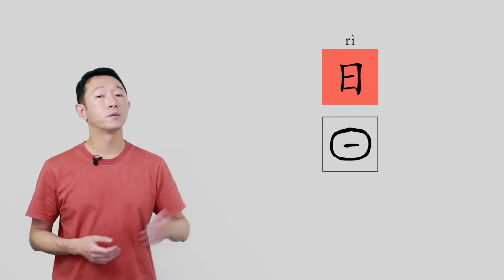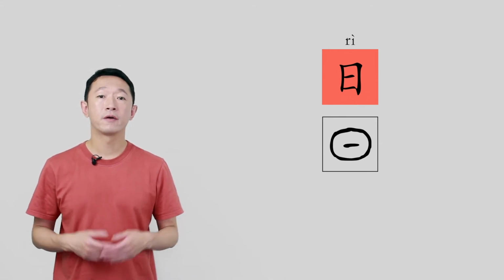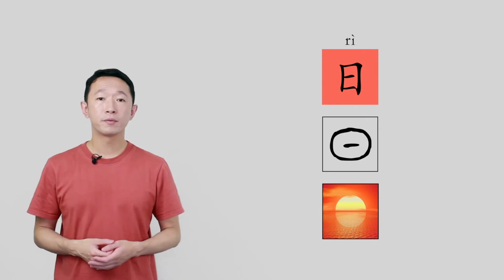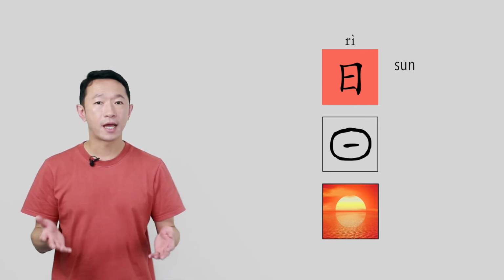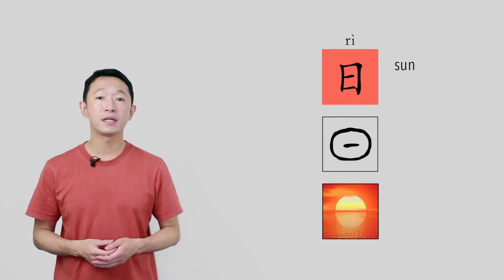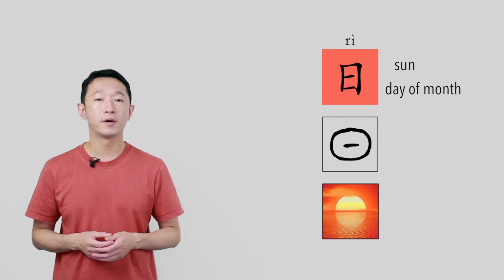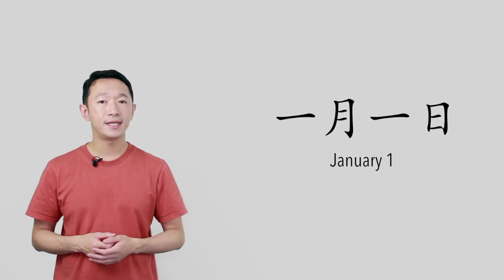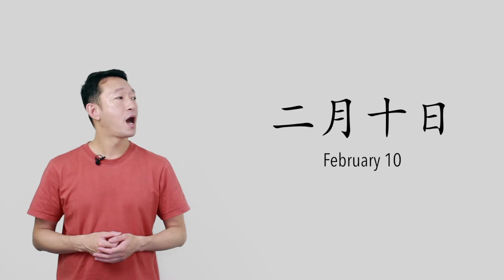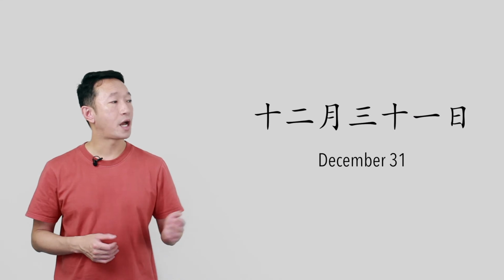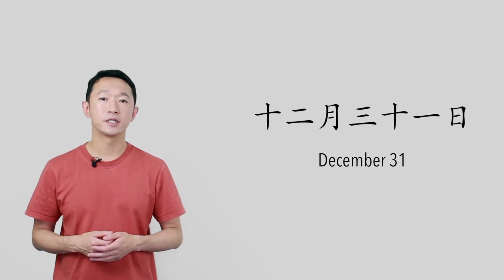This character is 日. The Asian form of 日 was a circle with a short line in it, which represents the sun. So the original meaning of 日 is sun, but another common meaning of it is day of month. For example, 1月1日, 2月10日, 12月31日.